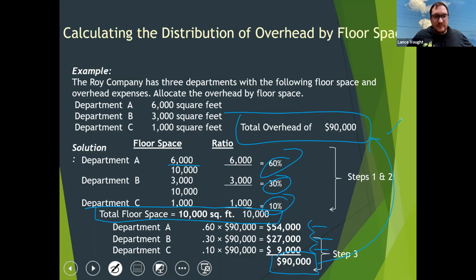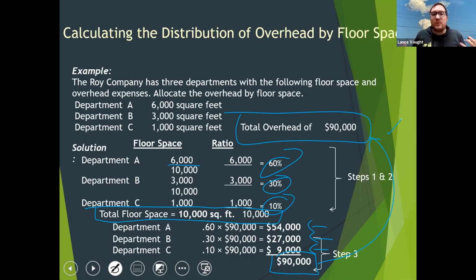So this is a simple example because you only have 10,000 square feet, and that makes it easier to do the division. But you could have like 1,791 square feet, and you have to decide, okay, well, this is 805, so what's the ratio? Multiply that times the overall overhead.